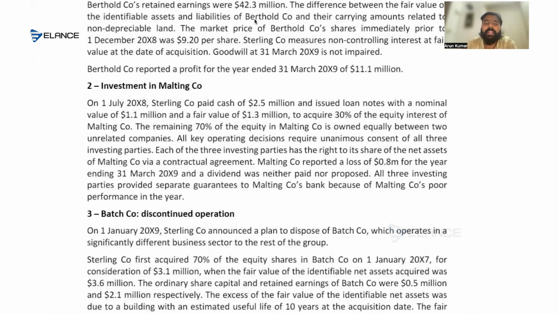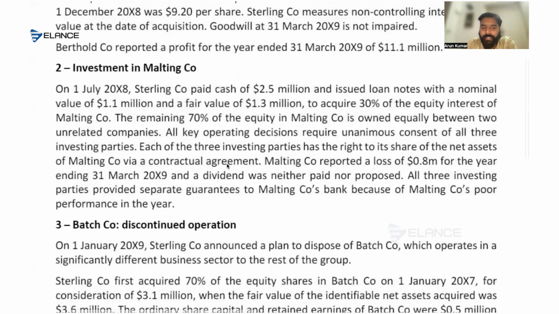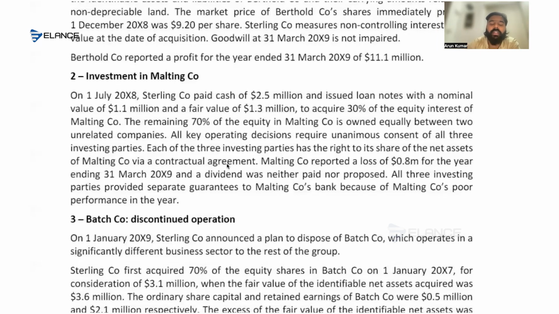Now, when it comes to IFRS 11, we know that it's a joint arrangement. If it's an IFRS 11 scenario, how will you account for it? They said that each party has rights to a share of its net assets, and all decisions are made with the unanimous consent of all three investing parties. So is it like a joint venture? Yes, it should be treated like a joint venture because they have joint control in that entity.